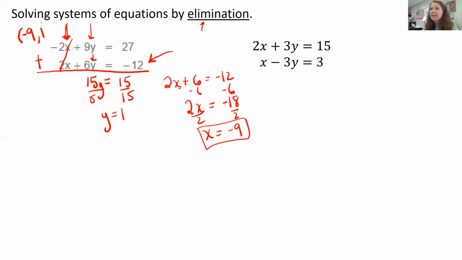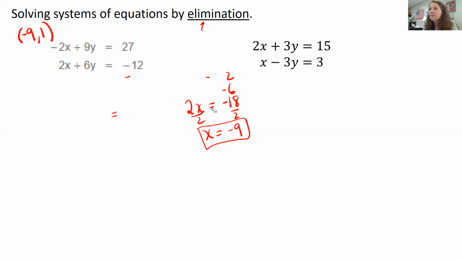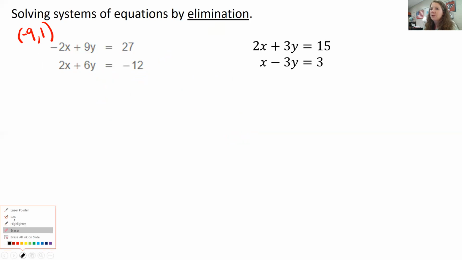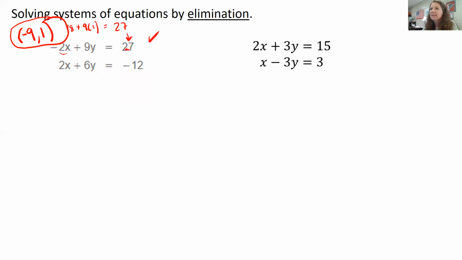And that's it. Now to double, triple check my answer, I'm going to plug my answer back into my original equation. All right, so if x is negative 9 and y is 1, when I plug it into the top equation, I should get 27, right? So negative 2 times negative 9 is 18, plus 9 times 1 is 9, and 18 plus 9 is 27, which is what that says. So I know this answer is correct. All right. Let's try the second one.